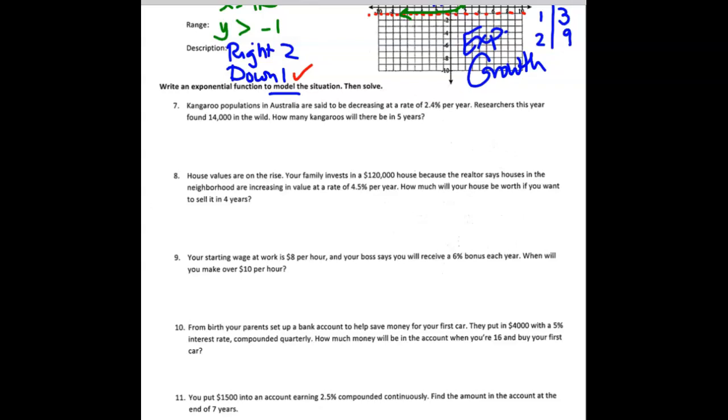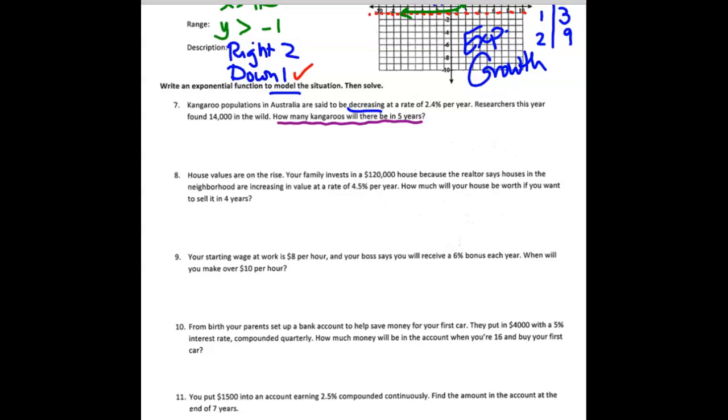It says kangaroo populations in Australia are said to be decreasing at a rate of 2.4% per year. Researchers this year found 14,000 kangaroos in the wild. How many would there be in 5 years? So again, we're going to hold off on this little piece for a minute and just get our basic formula set up, okay? So our population started out at 14,000.